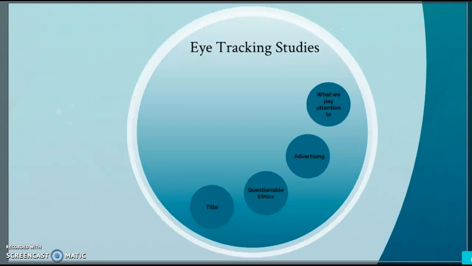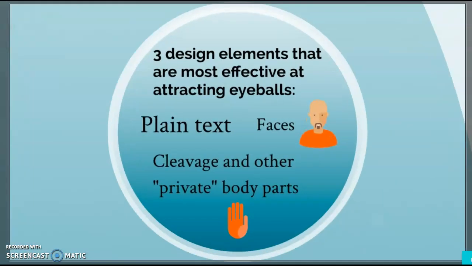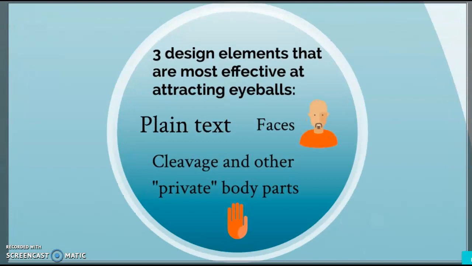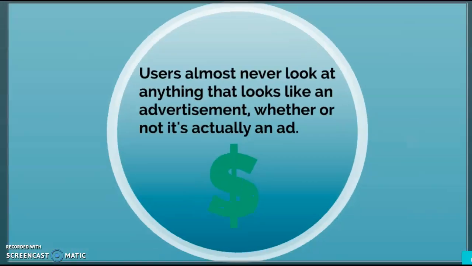Next, we're going to look at some eye tracking studies. 3 design elements that are most effective at attracting eyeballs. This is for when you're looking at a web page. First and foremost is plain text. We read plain text. Second is faces. We look at faces and we identify them and look at them most on pages. And lastly, and it sounds funny, but it's true, cleavage and other private body parts.